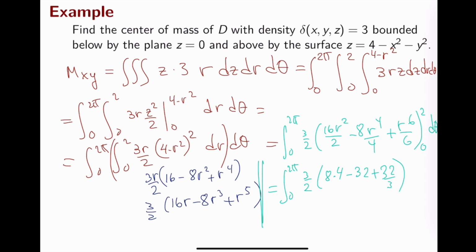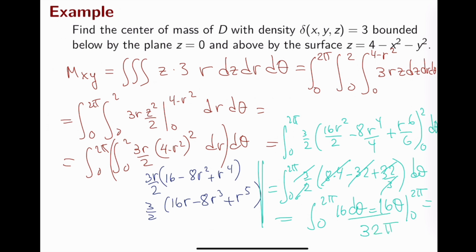Let's simplify, and this is 32 minus 32 is 0, so we have just 32 thirds times this, the 3 cancel, and 32 over 2 is 16. So at the end of the day, we have just the integral here of 16, which will be then 16 times 2. Okay, so this is going to be then the moment with respect to the xy plane.